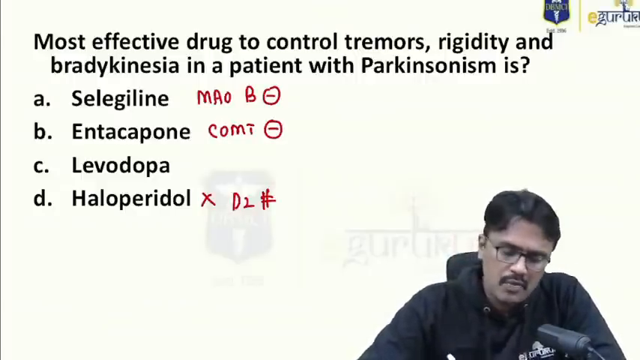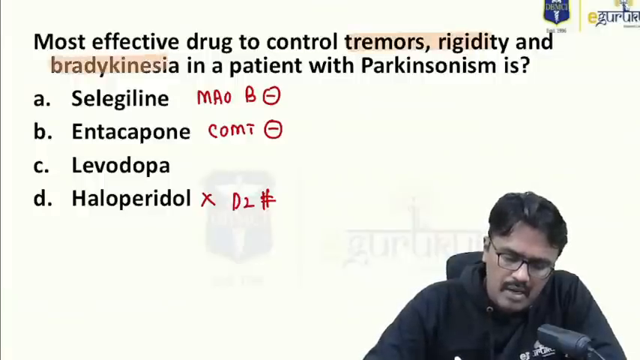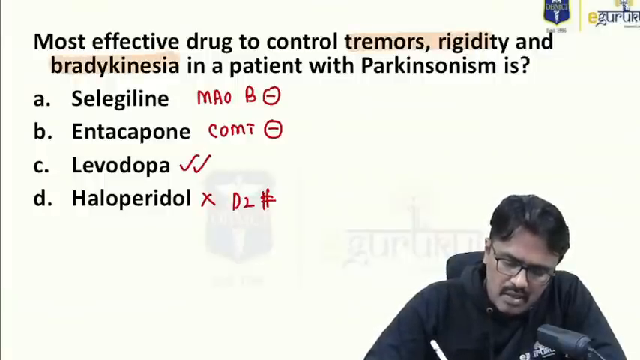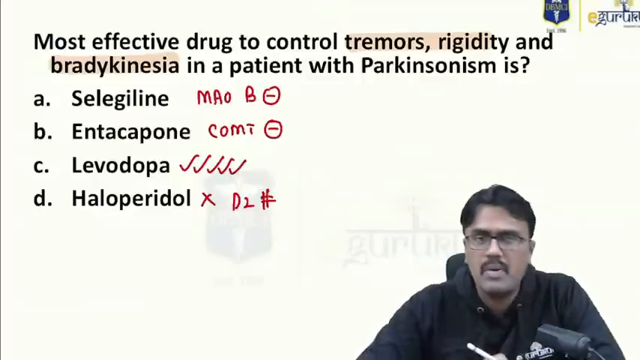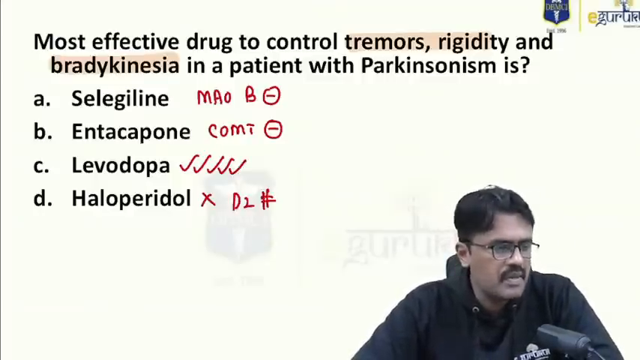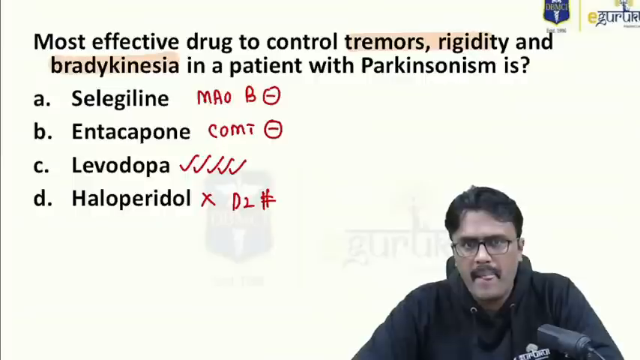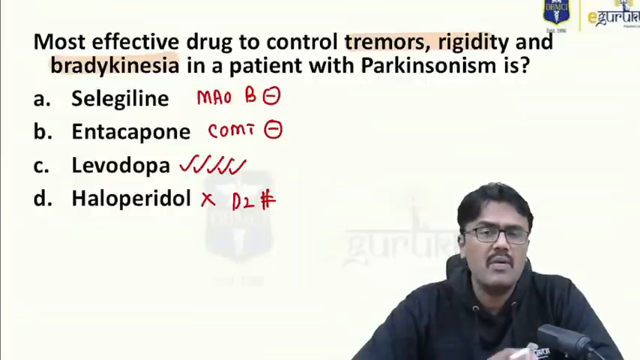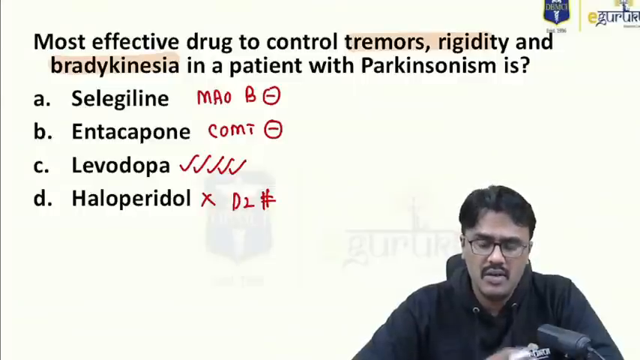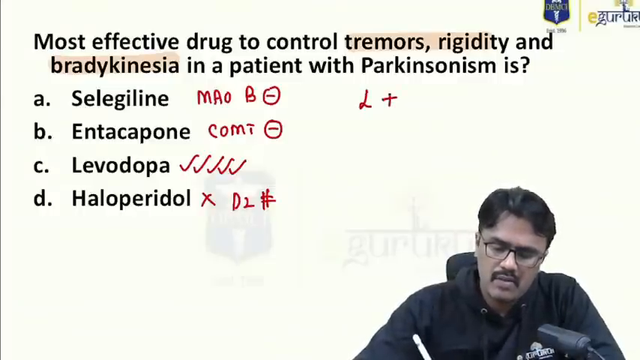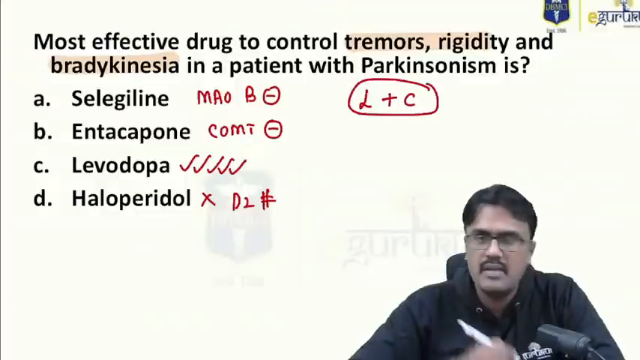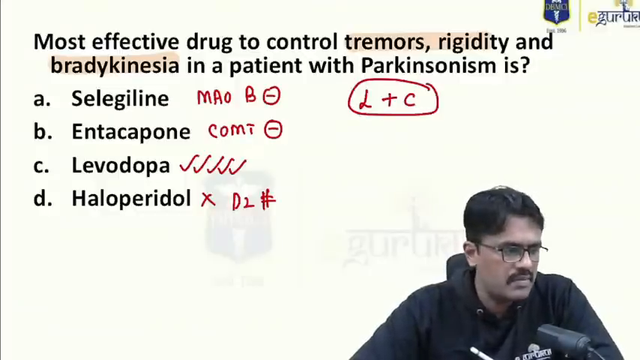Now, what is the drug which can control this tremor, rigidity, and bradykinesia? Remember, the best drug till today is levodopa. That is the best one to control these symptoms. And selegiline, entacapone, they are only additive drugs. So till today for Parkinson management, it is levodopa plus carbidopa. That is the best one.